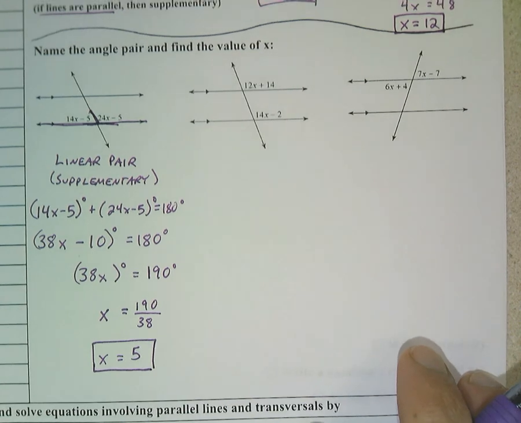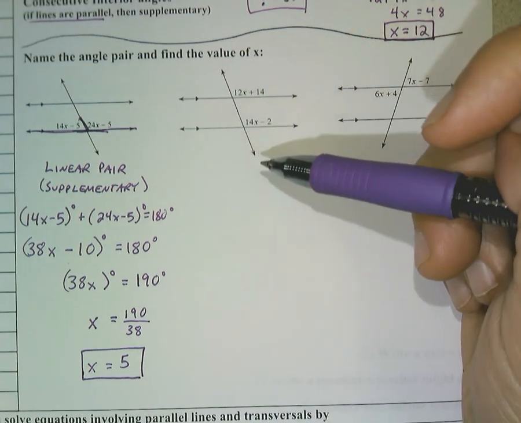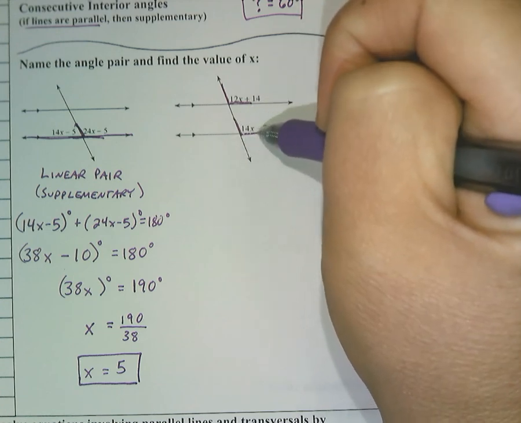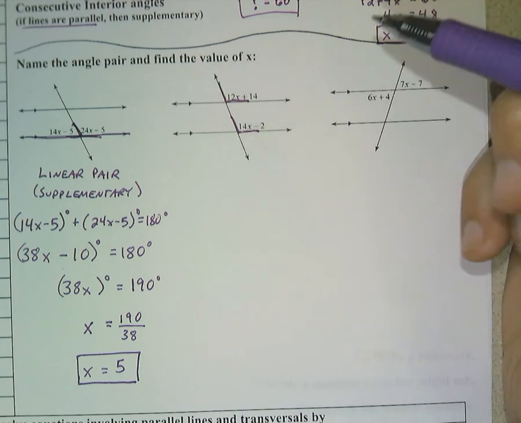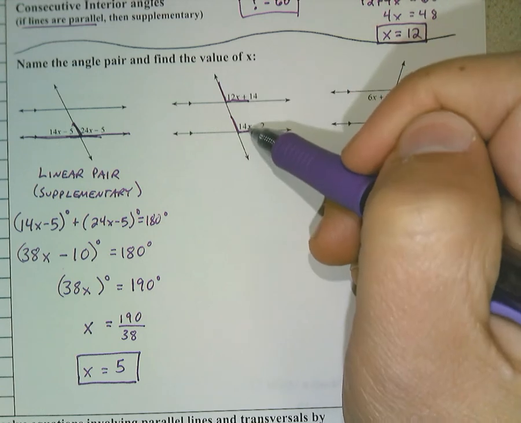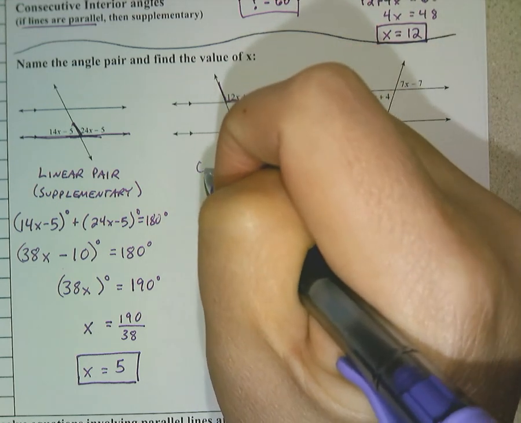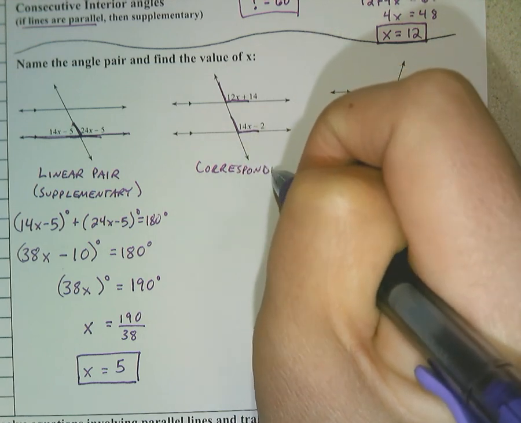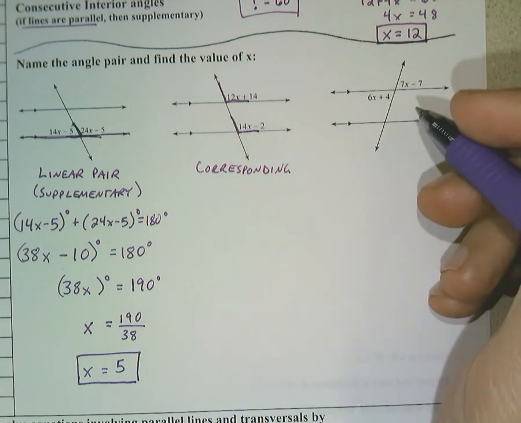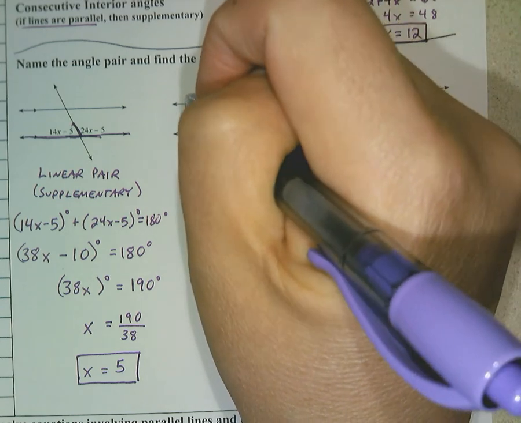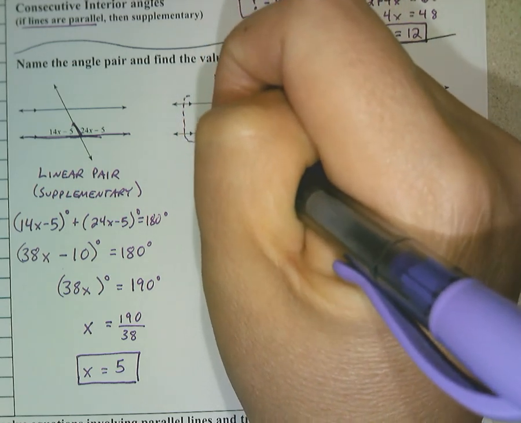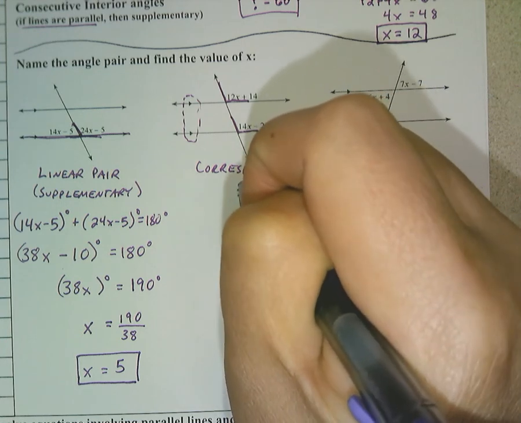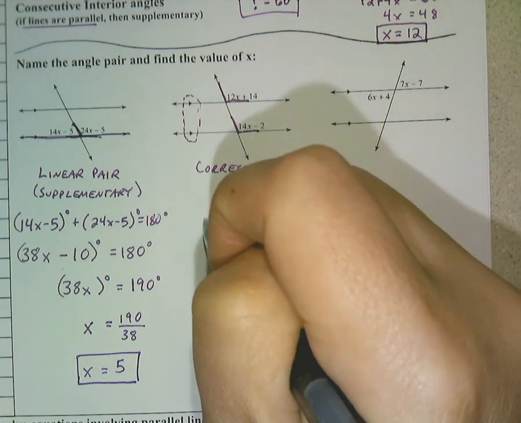Okay. On to the next one. I have two angles that are opening in the same direction. They're on the same side of the transversal. One's an interior, one's an exterior. That tells me they're corresponding. Corresponding angles are congruent if the two lines are parallel. And the two lines are parallel, so we can say that the two angles are congruent.